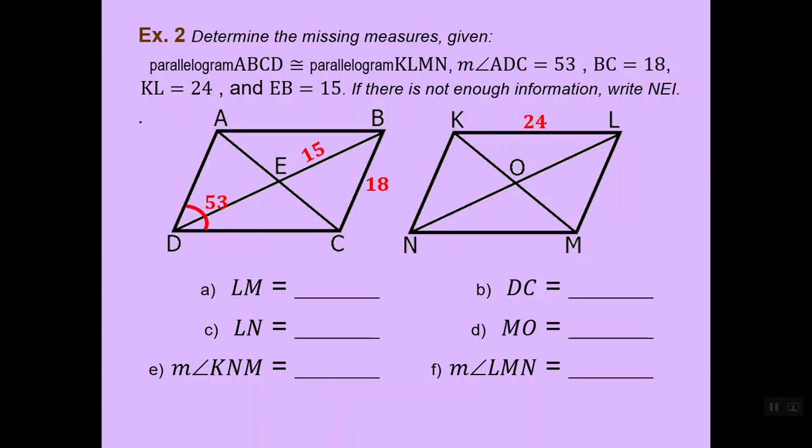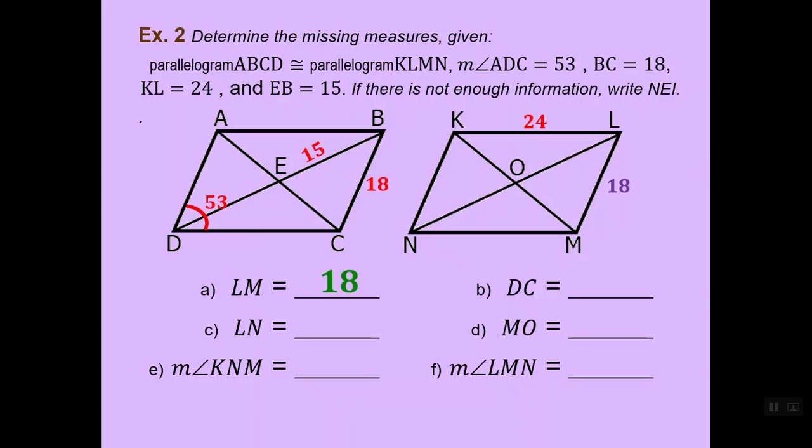Now let's look and see what we're trying to figure out. We need to know LM. LM is a corresponding side to CB. So we know that's also 18. You can see since they're congruent, they're equal in measure, so we can go ahead and write in that they're 18.